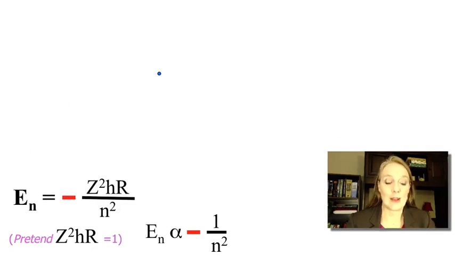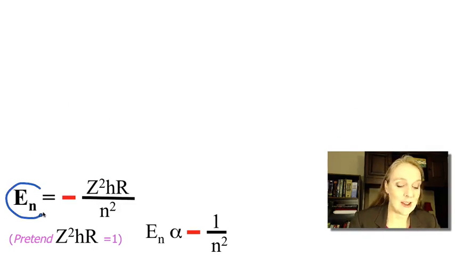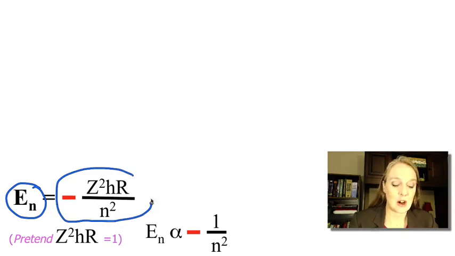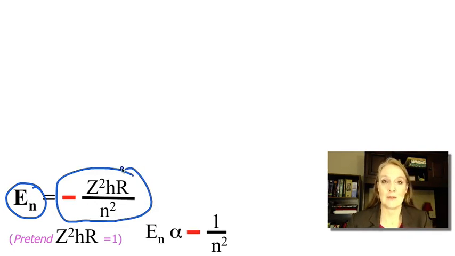We can calculate the energy of the nth orbital for each of those orbitals. And remember, that equals minus Z squared hR divided by n squared. Z here is the nuclear charge, which is 1, h is Planck's constant, R is Rydberg's constant, and n is that integer.